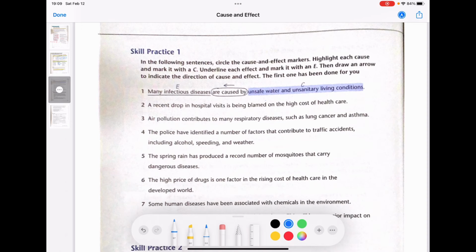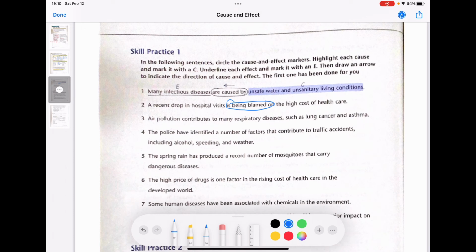Let's look at number 2 together. Take a moment, read number 2, and then decide, first of all, what do you think is the cause effect marker? Pause the video now if you need to. What is the cause effect marker? Okay, so if you said that the cause effect marker is being blamed on, you are correct. Now let's think about what is the direction of the relationships. What's the cause and what's the effect? Which one had to happen first? A recent drop in hospital visits or the high cost of healthcare?